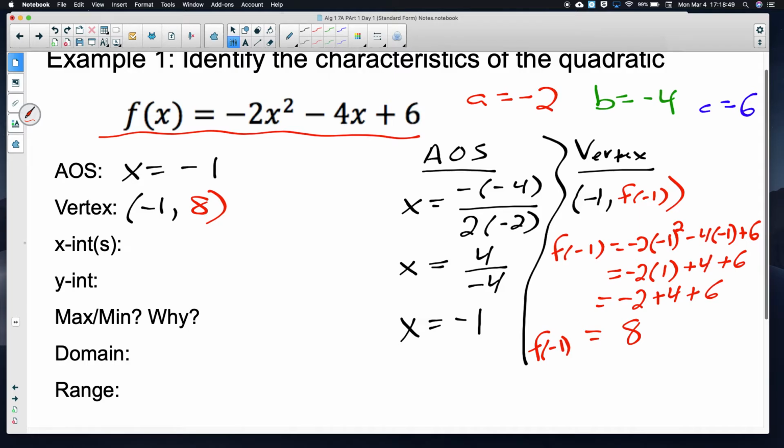My x-intercept, I'm not graphing it. I'm just getting the key characteristics. So wait until we graph.